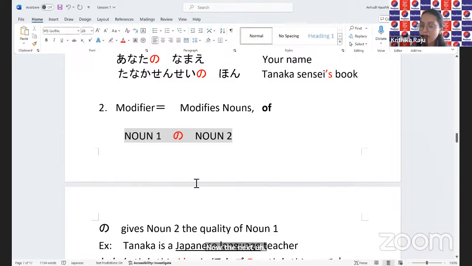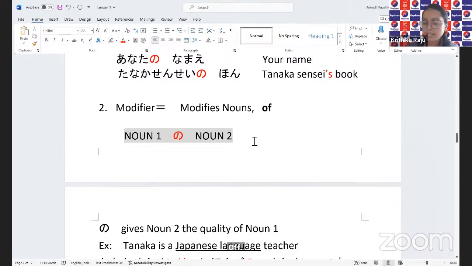Purpose or function of the particle no, it's almost the same, slightly different. It is a modifier. One function is it's a possession marker, right? Apostrophe S. My, your, all that. The second function is that it is a noun modifier. It changes nouns. Nouns are names, places, things, objects. These are all nouns, right? So, no can also change nouns. It also has the meaning of of in it.